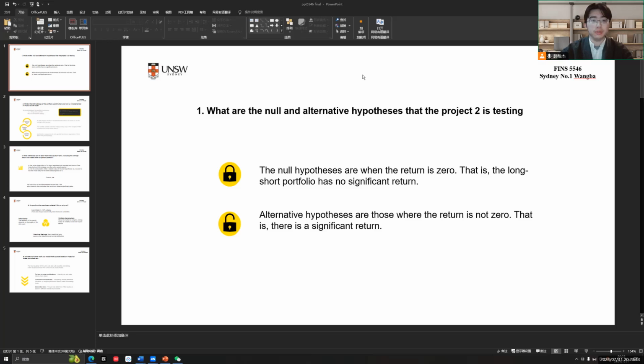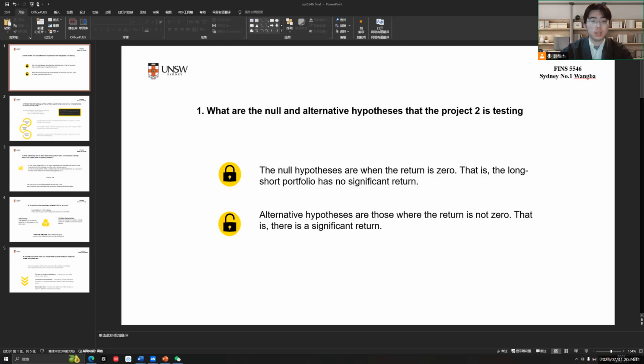For the first question, what are the null and alternative hypotheses that Project 2 is testing? We think that the null hypothesis is that the return is zero. That is, the long-short portfolio has no significant return. The alternative hypothesis is that the return is not zero. That is, there is a significant return.